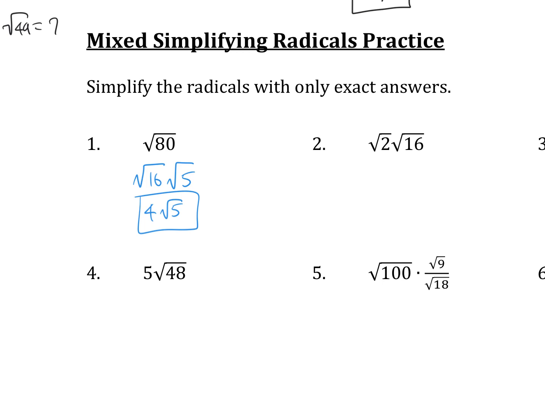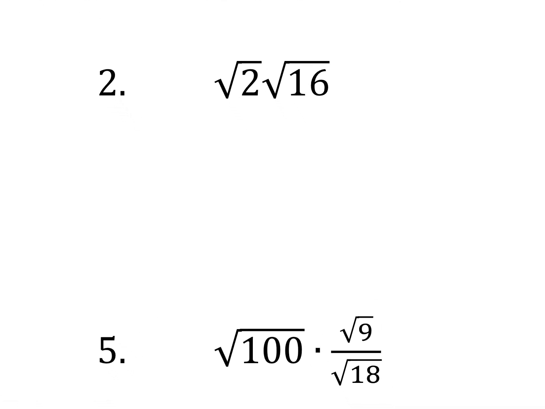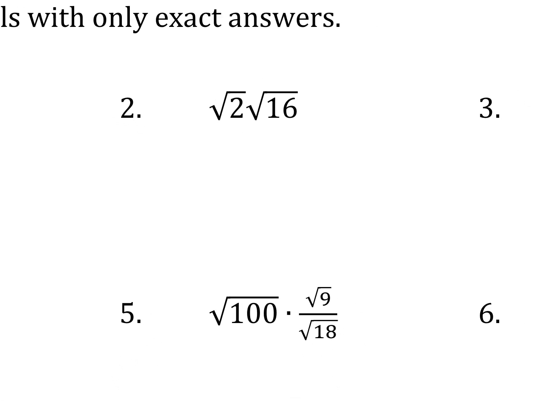Number 2. This one's a little tricky. You could multiply the 2 and 16 and make it square root of 32. I kind of tricked you here a little bit, though. The square root of 16 is just 4, so you can put this in front here. So it's going to be 4 square root of 2.